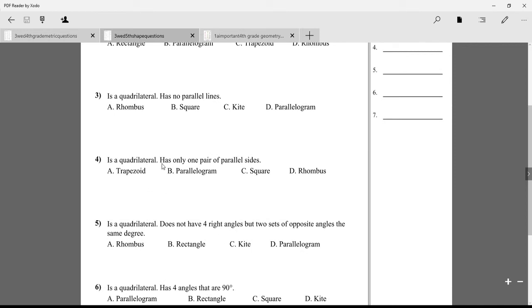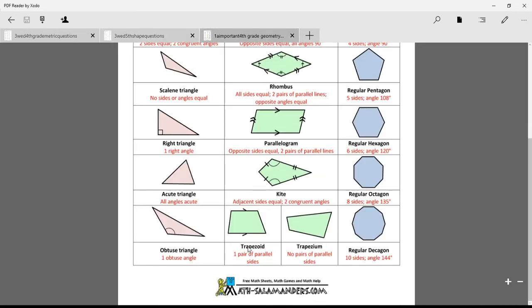"Is a quadrilateral, has only one pair of parallel sides." So a parallelogram, a square, and a rhombus each have two pairs of parallel sides. A trapezoid has just one pair, right, of parallel sides. One pair of parallel sides. So it's just a trapezoid.